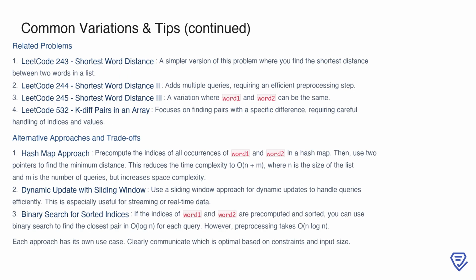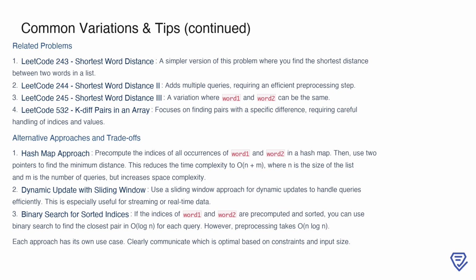There are also several related problems that can help you deepen your understanding of this topic. For example, LeetCode 243, shortest word distance, is a simpler version of this problem where you find the minimum distance between two words in a list. LeetCode 244, shortest word distance 2, introduces multiple queries, requiring you to think about efficient pre-processing strategies. Then there's LeetCode 245, shortest word distance 3, which is a variation where word 1 and word 2 can be the same, adding another layer of complexity. Beyond these, LeetCode 532, k-diff pairs in an array, shifts focus to finding pairs with a specific difference, which requires careful handling of both indices and values.